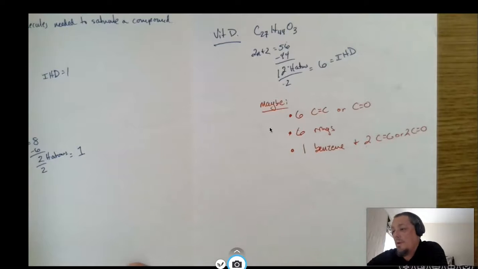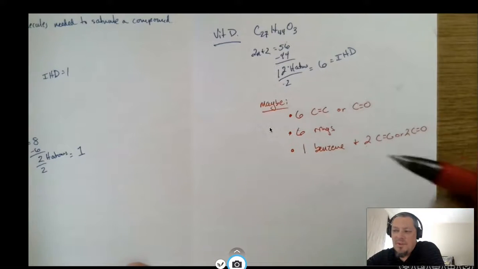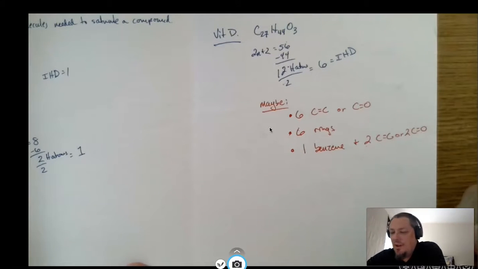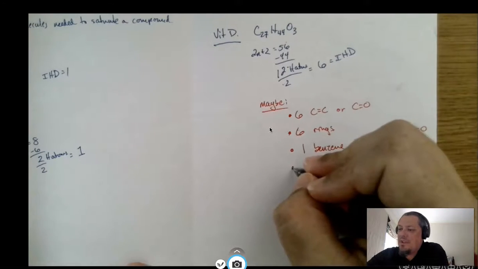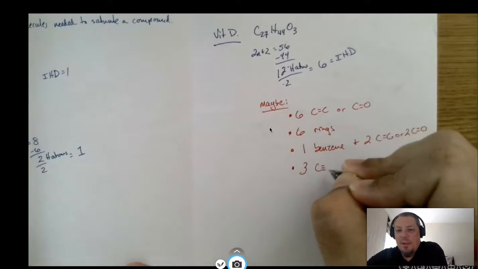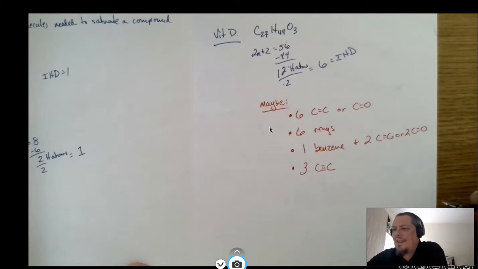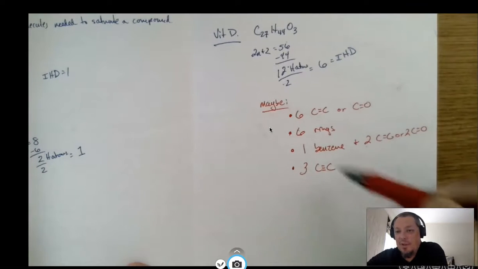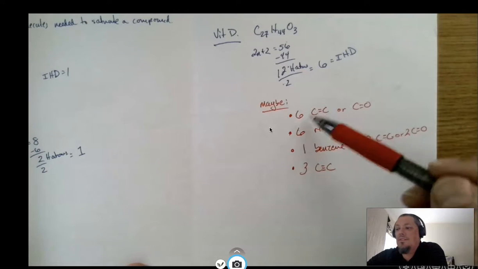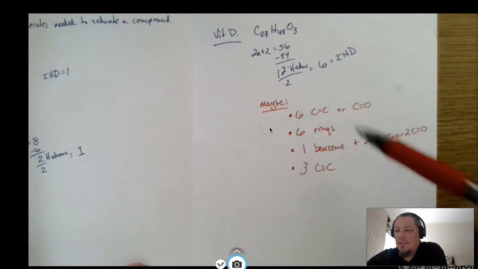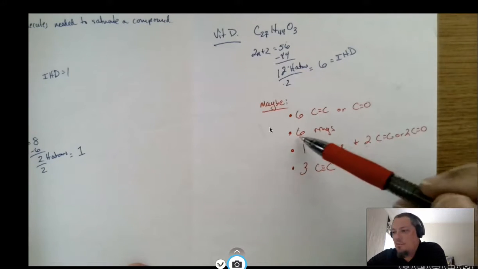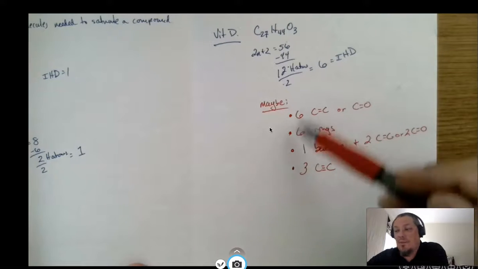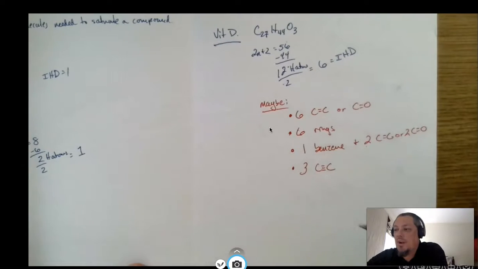I could also have triple bonds. To form a carbon-to-carbon triple bond removes 2 hydrogen molecules, so it has an IHD of 2, so I might have 3 carbon-to-carbon triple bonds. I can have any combination of these things as well. I might not have just 6 straight carbon-to-carbon double bonds. I might not have 6 straight rings, but a combination of these two, or a combination involving triple bonds, or a combination involving this aromatic.